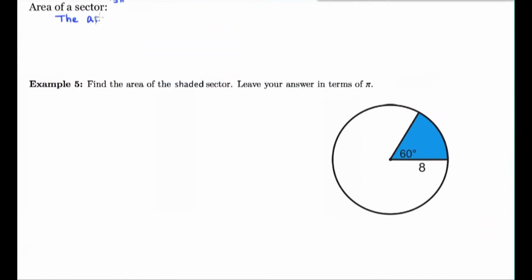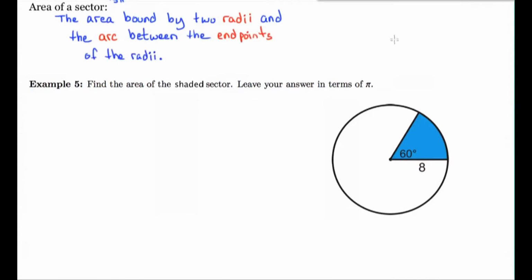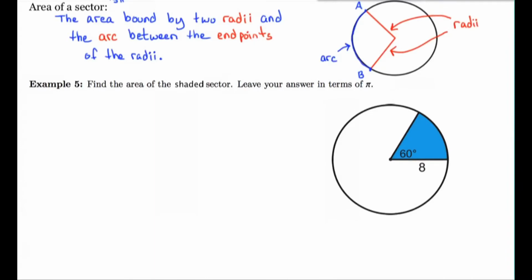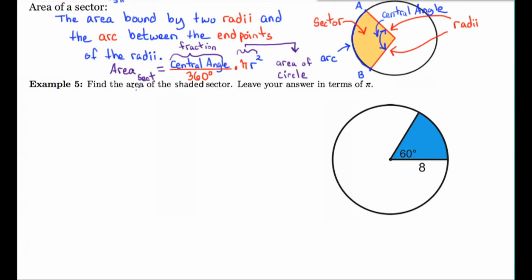Area of a sector. The area of a sector is the area bound by two radii and the arc between the endpoints of the radii, as shown in the drawing. It's a part of the area of an entire circle. The area of the sector is the central angle divided by 360 times pi r squared.